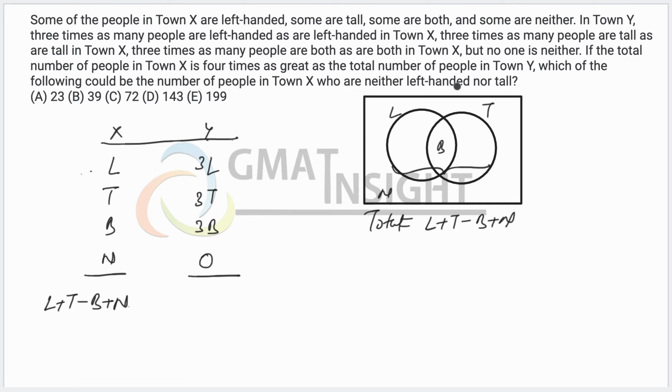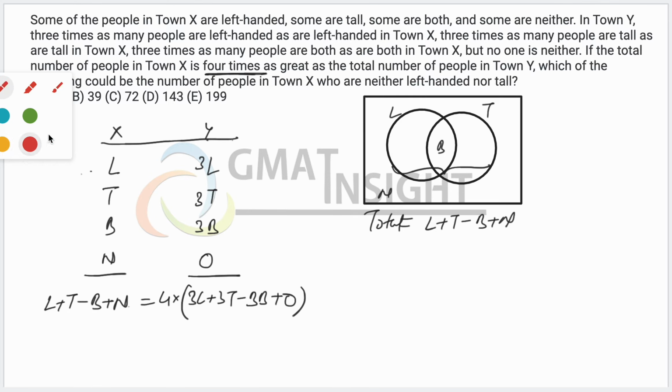Likewise, the total population of Y will be 3 times L plus 3 times T minus 3 times B plus 0. And the population of town X is 4 times as great as the population of town Y. So this population is equal to 4 times the population of town Y. Now, which of the following could be? This is another very important term, and we should pay attention to it. Could be means there is one possibility. So we are not going to arrive at a unique, exact answer, but there is a possibility for the people who are neither, represented by N.